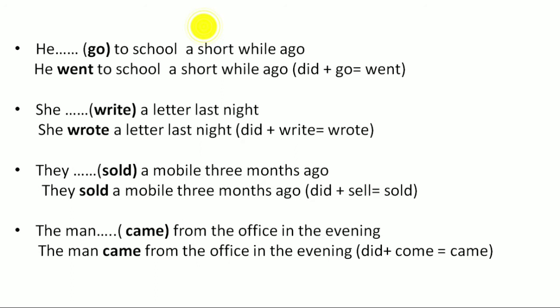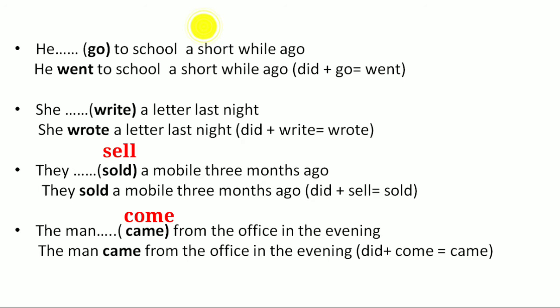She dash write a letter last night. She wrote a letter last night. Did plus write here becomes wrote, and last night is the time indication. Next sentence, they sold a mobile three months ago. Three months ago is the time indication, so sell here becomes sold. That means did plus sell is the sold that is used in the sentence.